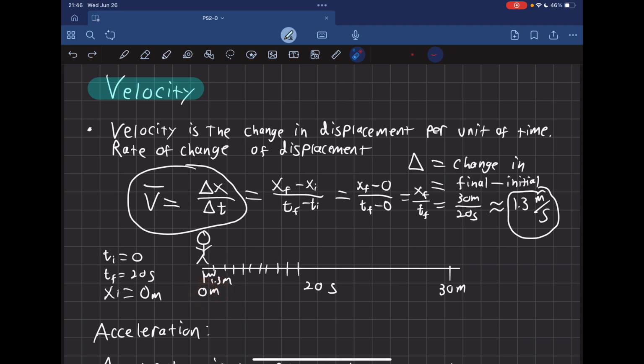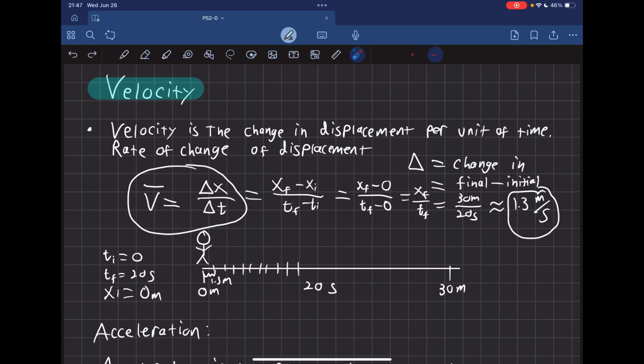So what would be this person's average velocity if the total running time was 20 seconds? Well, here we'll plug it into the equation. The equation has a final position minus initial position divided by the final time minus initial time. Both of the initial cases were 0, so we're subtracting 0, so that doesn't do anything, so we can just get rid of it. So we just have the final position, or final displacement, divided by how long it took. So 30 meters divided by 20 seconds, which is approximately, if you round to 2 significant figures, 1.3 meters per second.